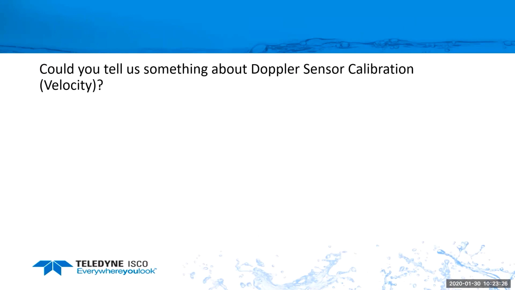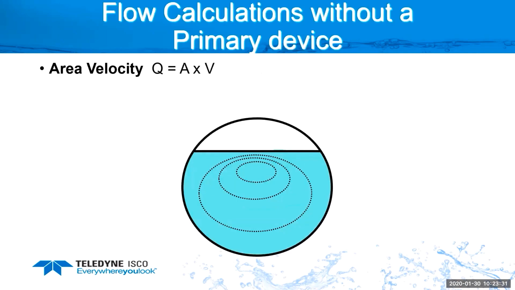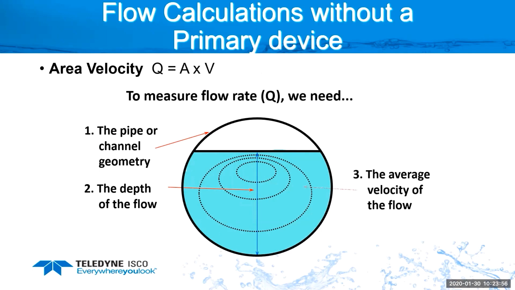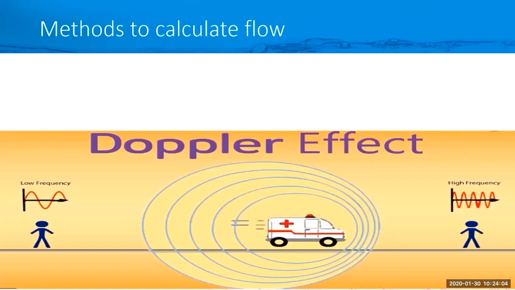Another question was, could you tell us something about Doppler sensor calibration? First, when using an area velocity sensor, the formula is area times velocity to get our flow. So what do we need? We need to know what the pipe geometry is, whether it's a round pipe or rectangular or elliptical. We need to measure the water depth. When we know the water depth, we can calculate the wetted cross-sectional area in that pipe. Next, we need the average velocity. When we have the average velocity and the wetted area, we can calculate the flow rate.